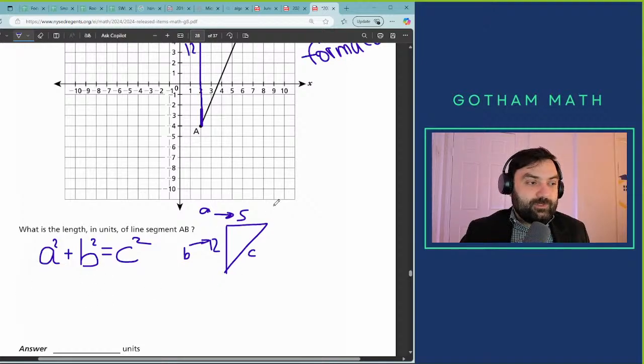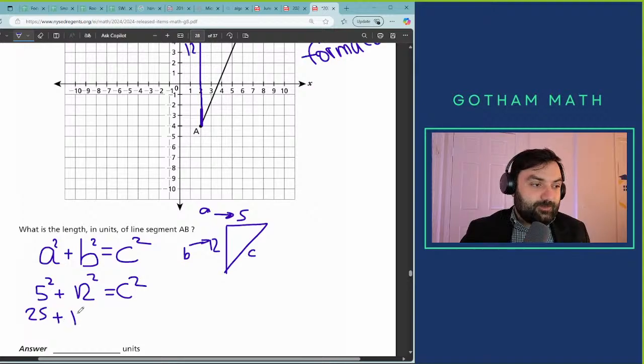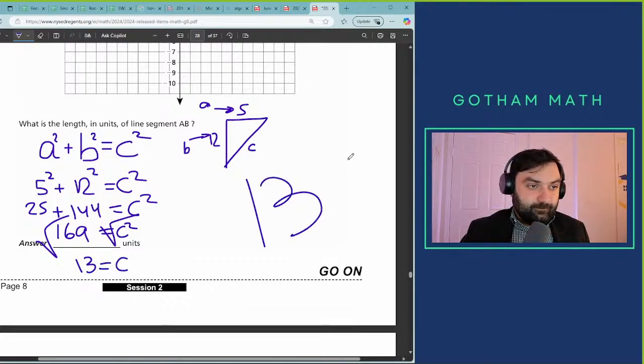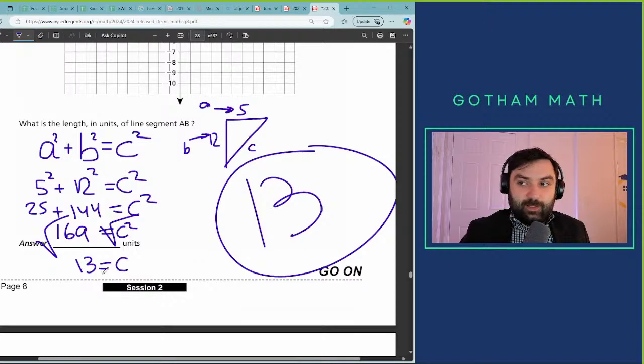So all we have to do is just plug them into the formula. So it's going to be 5 squared plus 12 squared equals C squared. 25 plus 144 equals C squared. 169 equals C squared. And then we take the square root of both sides. We get C equals 13. 13 will be the length of this line segment.